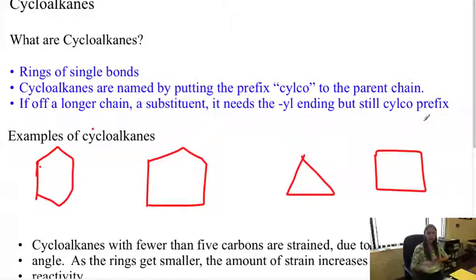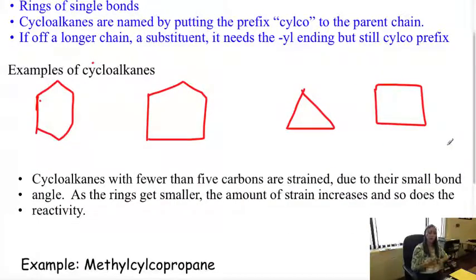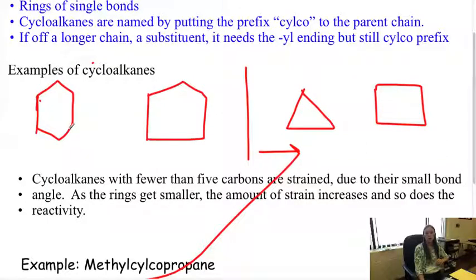Okay, so notice how they're all these rings of bonds, and they're all single bonds, which is why there's only one line there. Cycloalkanes with fewer than 5 carbons are strained due to their small bond angle. As your rings get smaller, the amount of strain increases, and so does the reactivity. So you don't really, honestly, see either of those two, the cyclopropane or the cyclobutane. These are way too reactive.